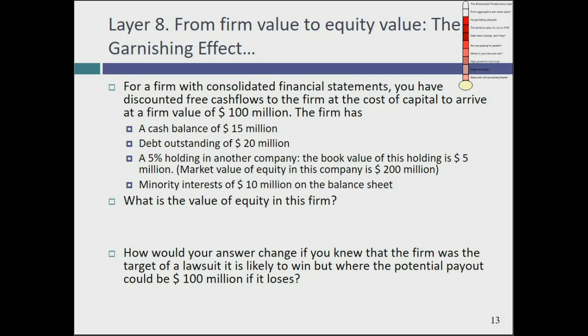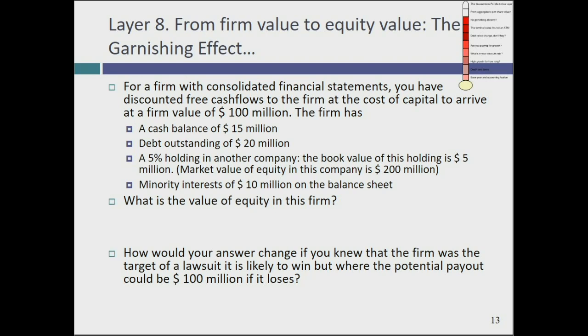So let's say that you valued a company by discounting free cash flows of a firm at the cost of capital. You come up with $100 million. I'm going to list items, and I want you to tell me to get to value of equity whether you're going to add this item, subtract this item, or ignore this item. There's only three choices: add, subtract, or ignore. Right? So I've taken free cash flow to the firm, discounted the cost of capital. I tell you they have a cash balance of $15 million. Add, subtract, or ignore, and tell me why.